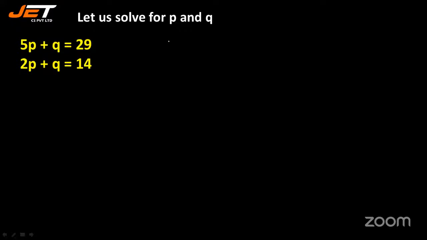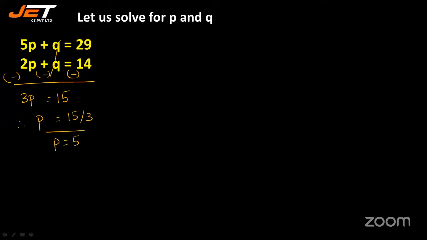Right. Now, here, when you add, what happens? You get 2q. So in this case, what should you do? You should subtract every item in the equation. So 5 minus 2 is 3p, plus q minus q gets cancelled, is equal to 29 minus 14. So 9 minus 4 is 5. So 15. Therefore, p is equal to 15 by 3.